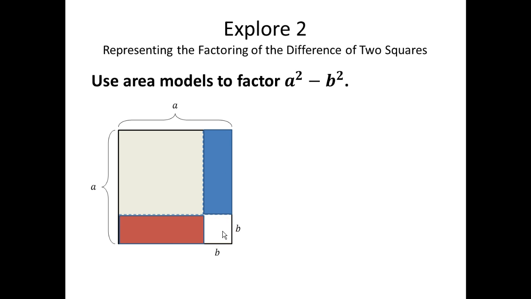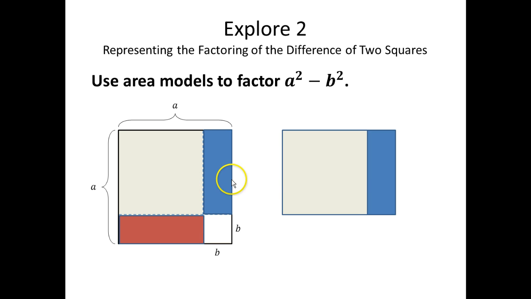Just like we did before, I'm going to rearrange these. I'm going to take this square here, place it over here. I'm going to take this rectangle, place it over here, and I'm going to take this rectangle, place it over here. So now I formed a rectangle with the same exact area as these three, the square and the rectangles.